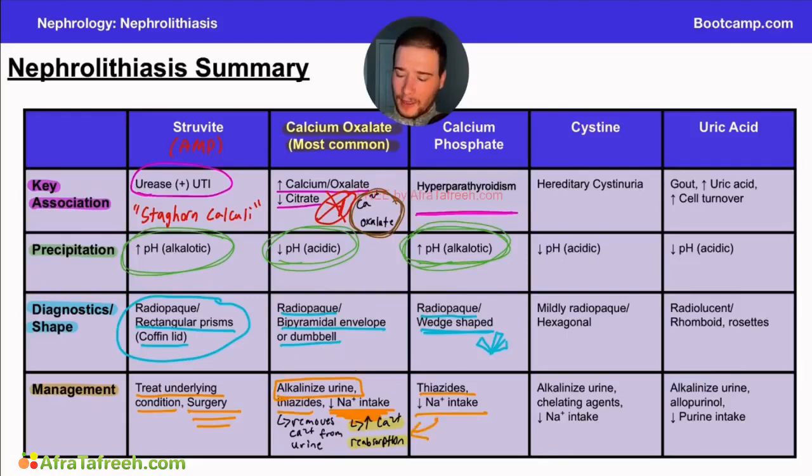Next, we talk about cystine stones, and the key association here is an autosomal recessive hereditary cystinuria condition.